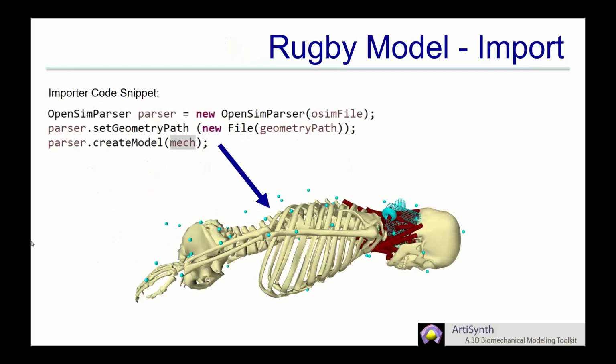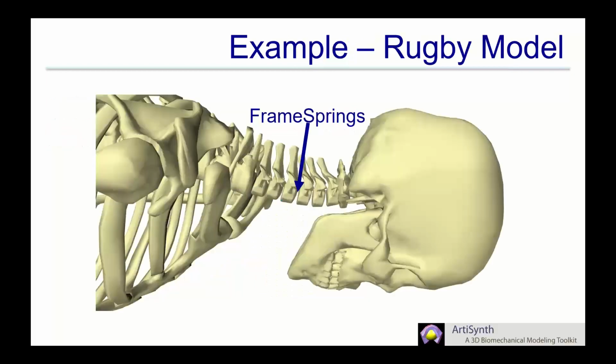So in a best case scenario, you can have everything cleaned up, and to import an OpenSim model into ArtiSynth, you basically just have to define an OpenSim parser, give it the OpenSim file you want to load, define the geometry path where to find all the surface meshes, then create the model, and you get an ArtiSynth model that basically replaces the OpenSim components with the closest components we have in ArtiSynth. So for example, for these bushing elements, we have something called frame springs, which is our implementation of a 6 degree of freedom spring. So the bushings were replaced by frame springs.